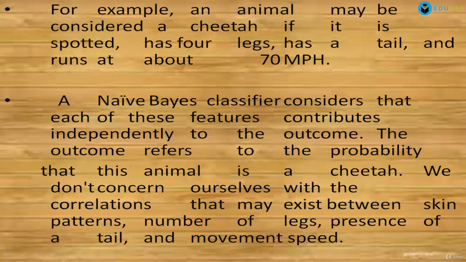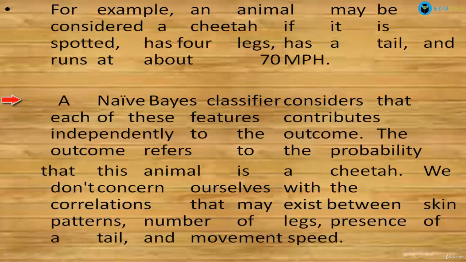Now, what is the use of naive Bayes classifier here? A naive Bayes classifier considers that each of these features contributes independently to the outcome, meaning these features are not depending on each other, and they are contributing independently to the output. The outcome refers to the probability that this animal is a cheetah. So it is actually referring to the probability, and that's why its name is naive Bayes classifier. Since we are using a probability term, and the probability here is that the animal is a cheetah.